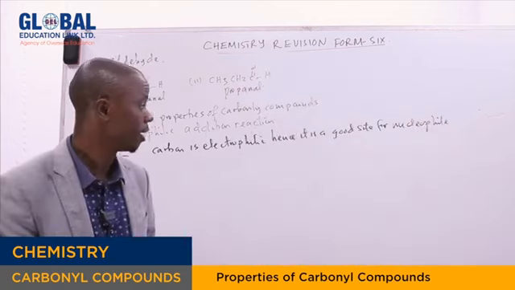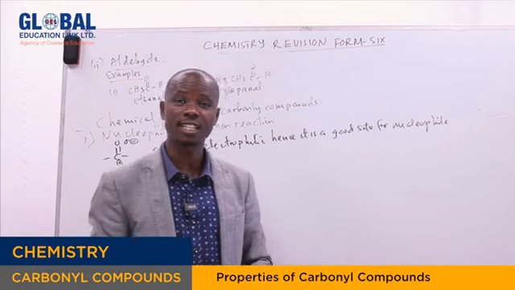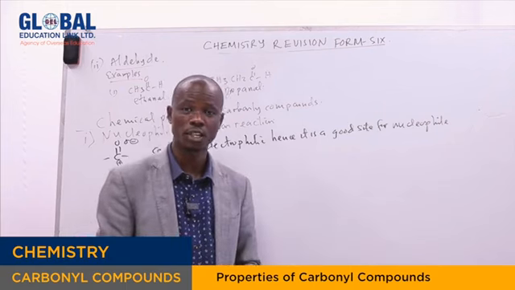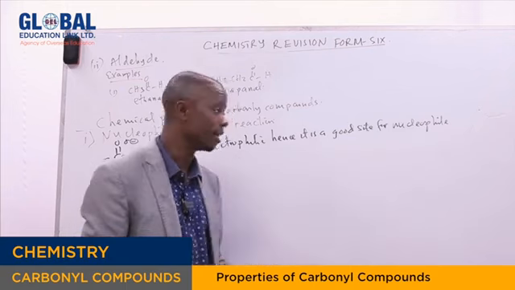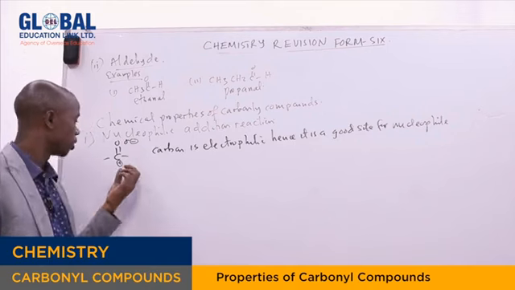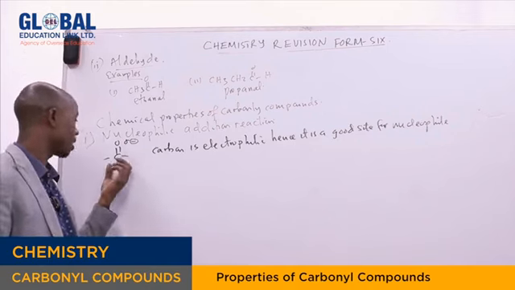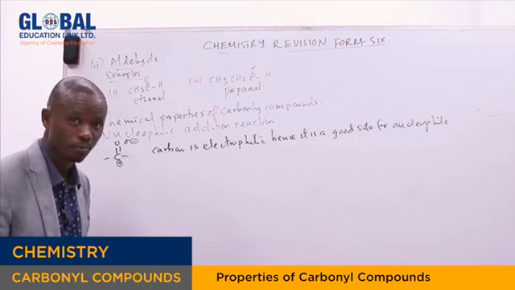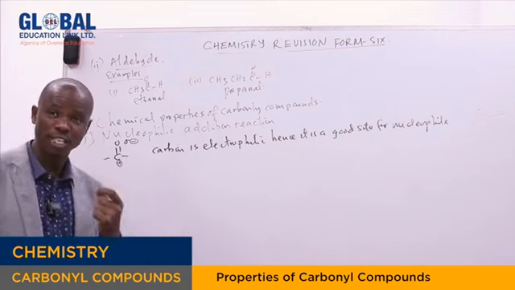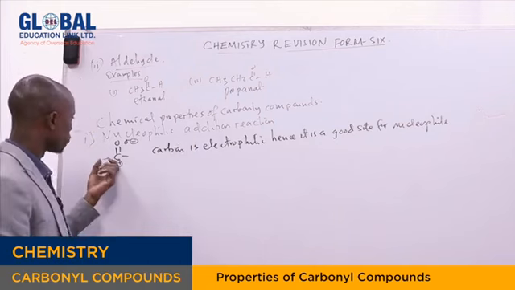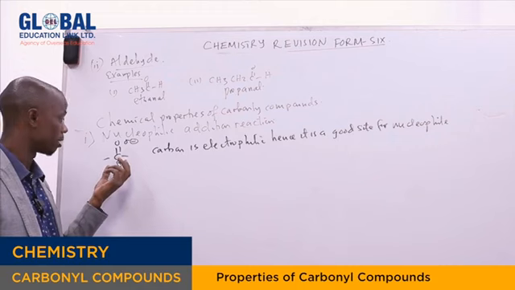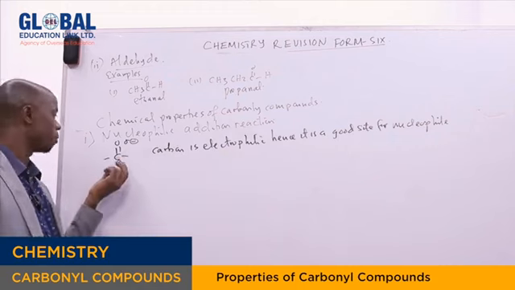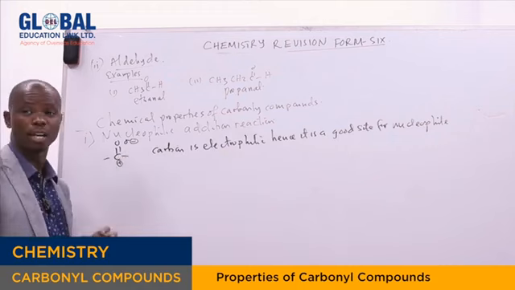The nucleophile is negatively charged. That means it has extra electrons. It can donate or supply the pair of electrons to this carbon atom so as to stabilize this positive charge. That is electrophilic, and that is nucleophilic. That means the nucleophile will be added to this electrophilic carbon.